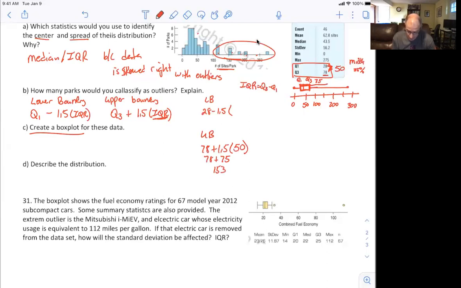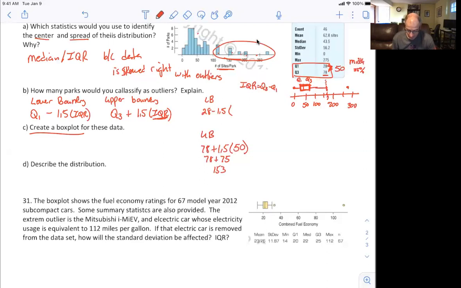Get my eraser here. I'm going to get this cleaned up. So at 153, there's my boundary line. I have drawn my whisker way too far, so my whisker is not going to be that long. I'm just going to draw my whisker out to this line because I have no idea where my other points are. And this is going to be considered an outlier because it is more than my boundary line.